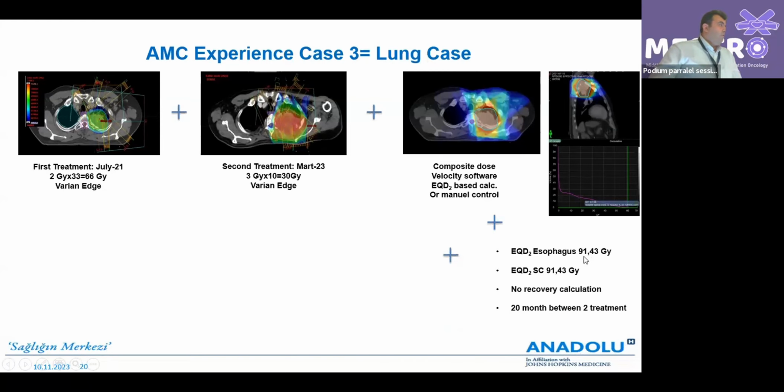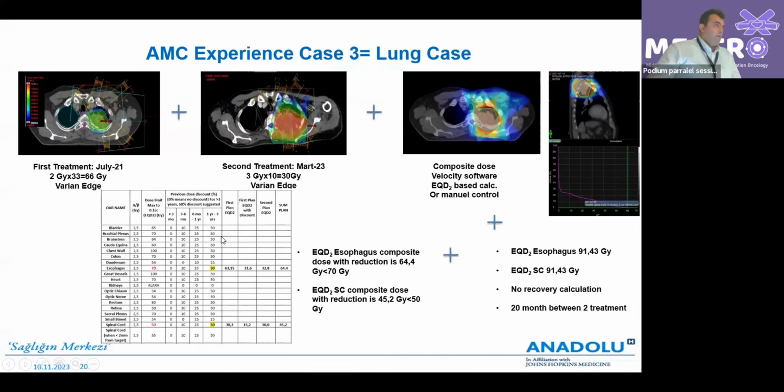If you are not applying any recovery calculation here, you see that the esophagus dose is quite high and not acceptable. Also, the spinal cord dose is the same, but there were 20 months between the two treatments, which means that I can apply the reduction according to the Paradis et al. literature or published data. And when I apply this reduction, it is 64 gray for the esophagus, which is under the 17 according to the literature, and also the spinal cord dose is 45 gray, which is under the 15 gray, and I accepted those.